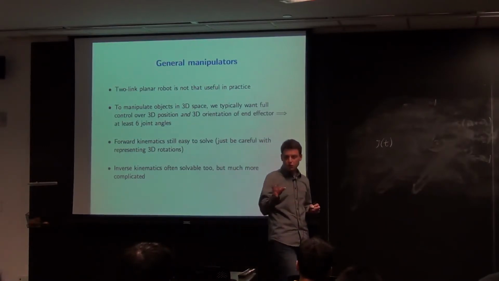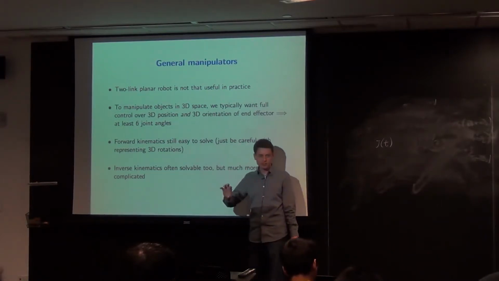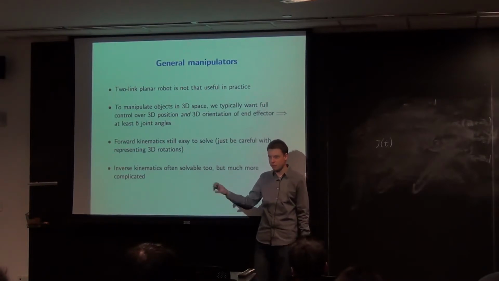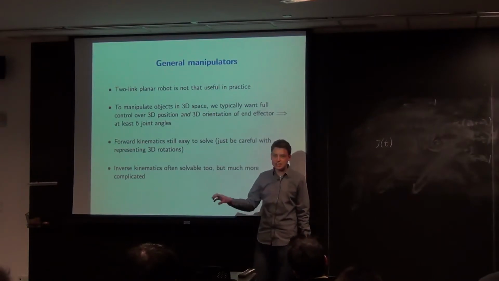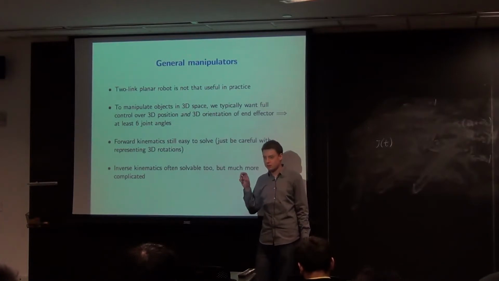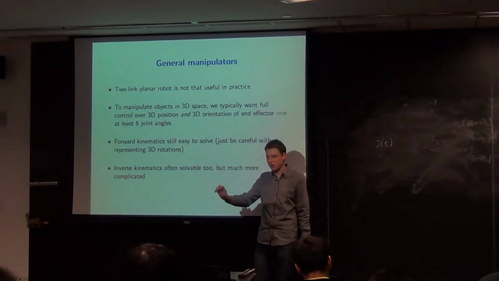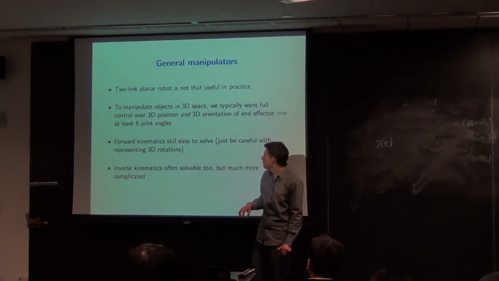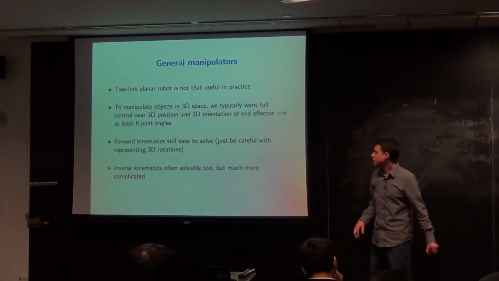So typically, if you want to have full control over 3D position, and rotation in 3D can also be parameterized by 3 different quantities, you need at least 6 joints in your robot. Actually, 7 is more common. Again, to account for the fact that you want to have some extra degrees of freedom to be able to do things like move your elbow while grasping the same spot.